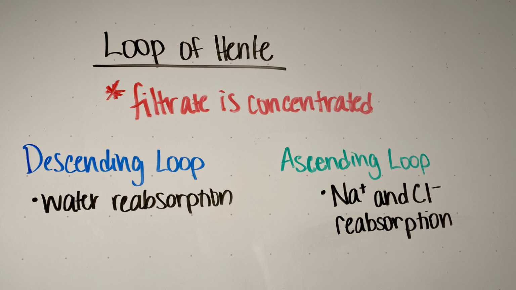The loop of Henle is the place where filtrate is concentrated. In the descending loop, the majority of water reabsorption occurs. In the ascending loop, we reabsorb sodium and chloride. By the time we leave the loop of Henle, the filtrate is way more concentrated than it was when it entered, and most of the filtered fluid has now been reabsorbed.